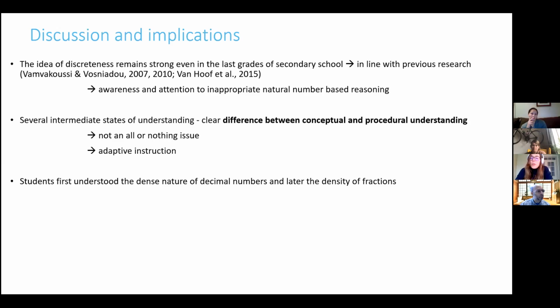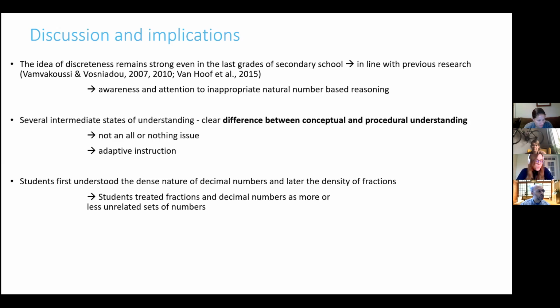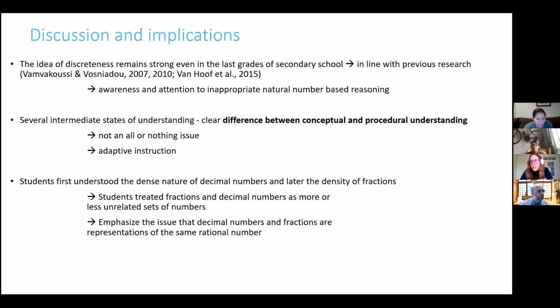Then we found that students first understood the dense nature of decimal numbers and then of fractions. So we found a group of learners who already understand this for decimals, but not of fractions. And this means that not all learners yet treat fractions and decimals as the same set of numbers. And this is actually important. And I think the previous studies showed this. So from the previous speakers, they already pointed to this importance of cross-notation knowledge. And this is actually also important to see here that this is actually also causing problems in understanding the density of rational numbers.